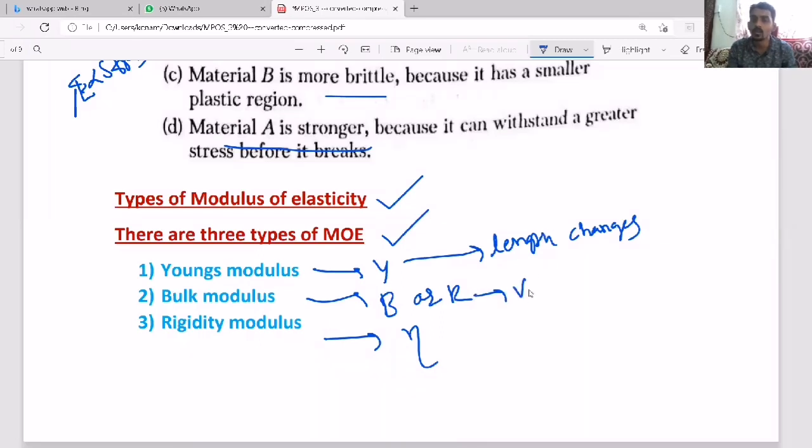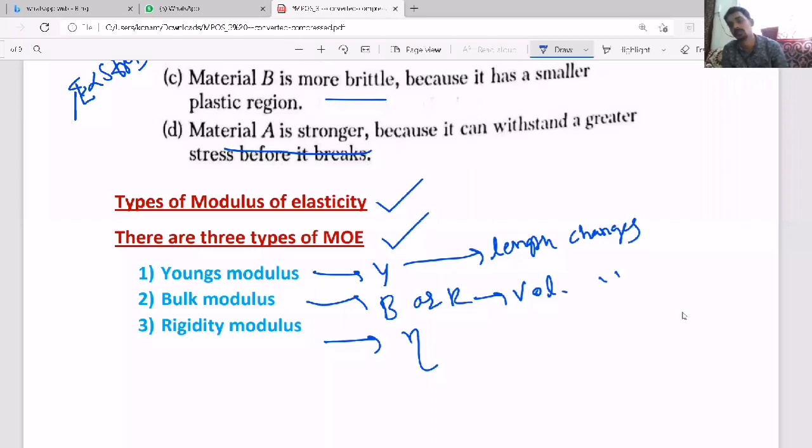Bulk modulus is the one when volume changes. What should change? Volume. So what is the definition? It will be volume stress by volume strain. And rigidity modulus is when position changes, that means a shift in position. Nothing but shear stress and shear strain. So we have three types of stress and three types of strain, so obviously corresponding three types of modulus of elasticity will be there: Young's modulus, bulk modulus, rigidity modulus.